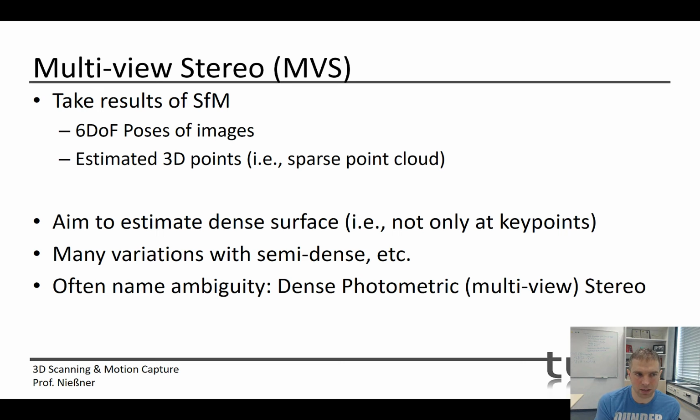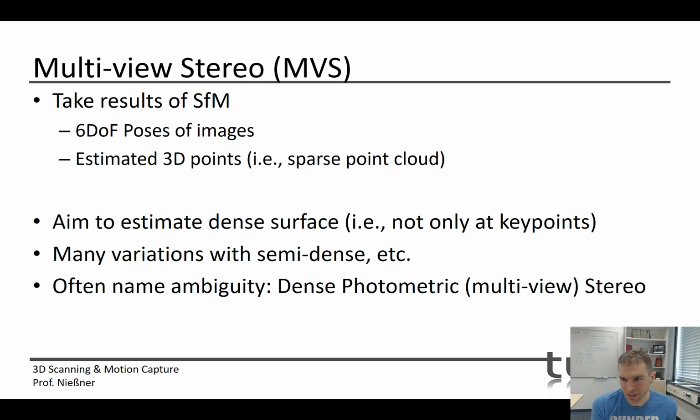The idea of multi-view stereo is you take the results of structure from motion. Basically, you take the 6D poses of the images, you take the estimated 3D points of the sparse point clouds, and now what you would love to do is estimate a much, much denser surface. Not just at the key points, but pretty much everywhere we'd like to estimate a surface point. And in multi-view stereo, there's actually many variations of semi-dense, dense, and so on. There's also a bit of a name ambiguity, right? Often people call it dense photometric multi-view stereo and stuff like this.